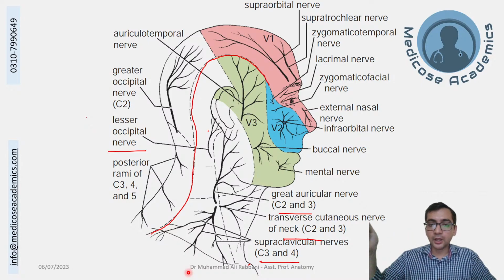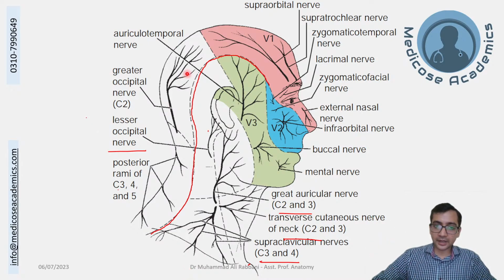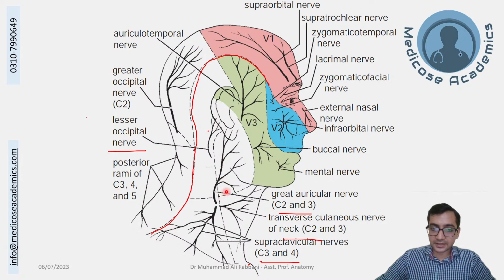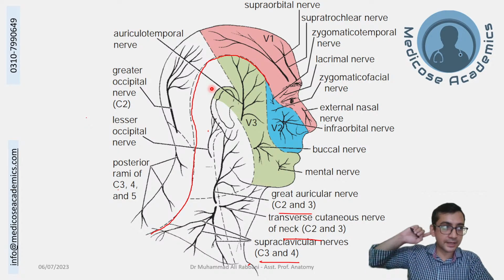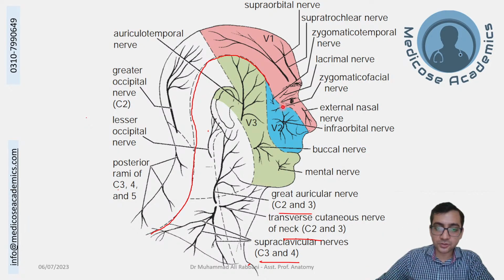Very quick revision. Posterior aspect: the upper half by the greater occipital, the lower part conjointly by C3, C4, and C5. These are all from the posterior ramus. Anterior part: all of these nerves arise from the cervical plexus, coming from the posterior margin of the sternocleidomastoid. Of the two that are going up, the one that goes behind the ear and supplies the medial aspect is the lesser occipital nerve.